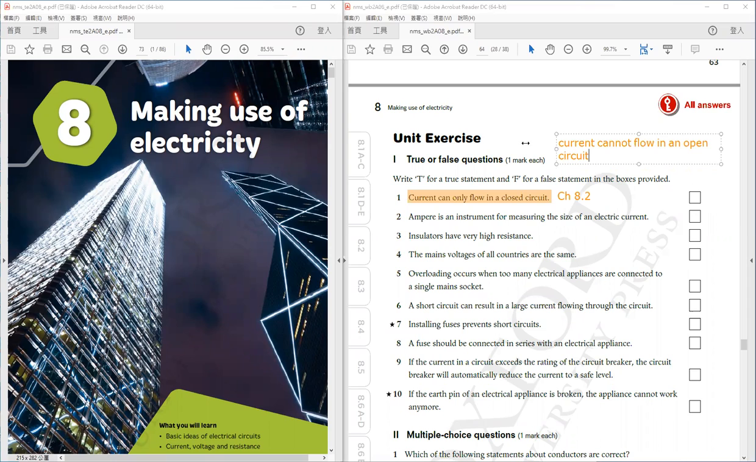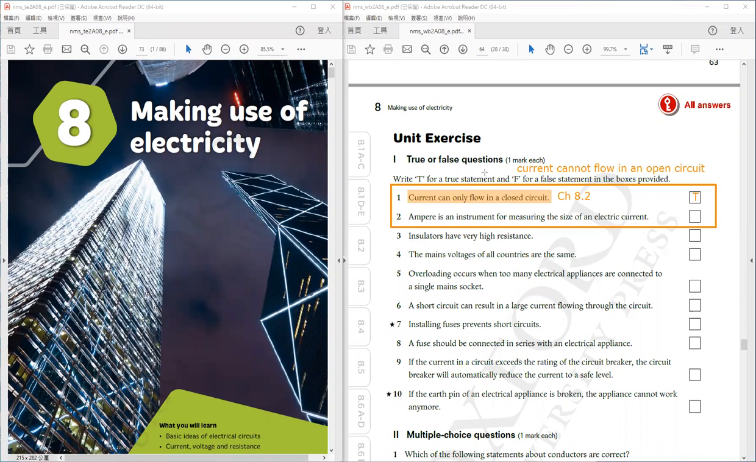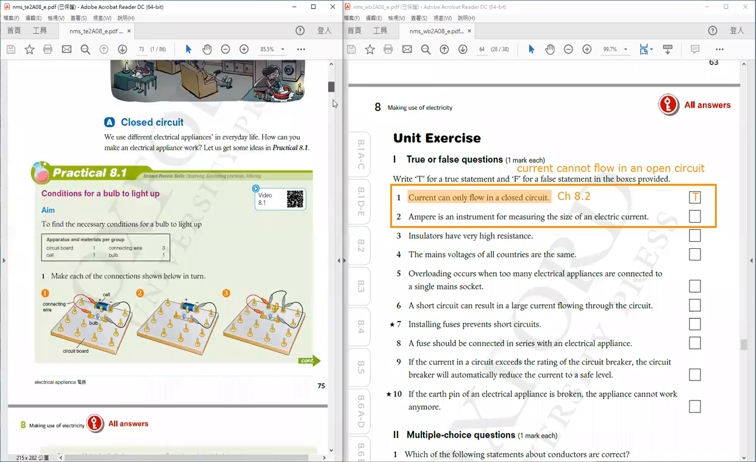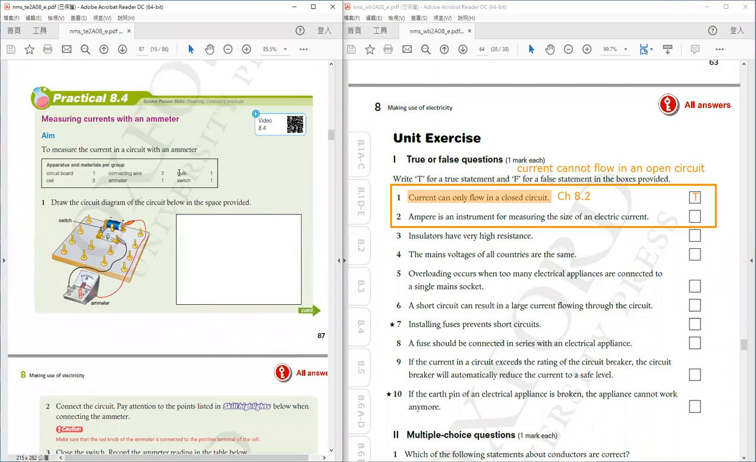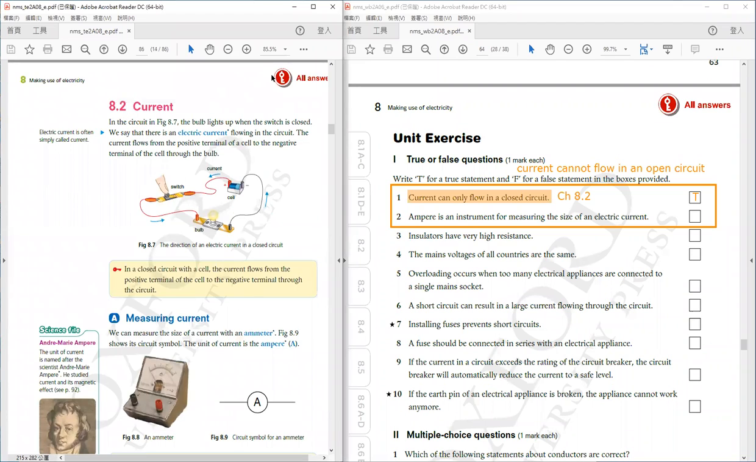Okay, so again, for all students, I want you to write down the solution for all these true or false questions. So these two questions cover chapter 8.2. So we can go to chapter 8.2 on the left-hand side.